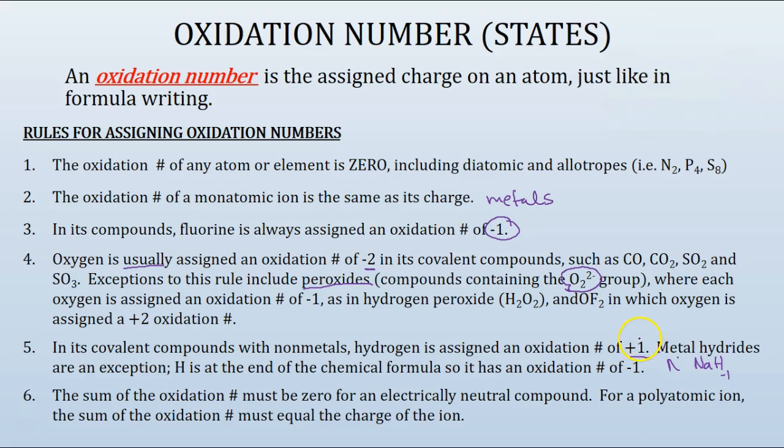Okay, the sum of the oxidation numbers must be 0 for anything that is a neutral compound, and for anything that is charged, the total sum of the oxidation numbers must equal the charge, either on the ion or on the group, whatever it is. So we just have to remember those rules. So let's see if we can apply those. You have the rules in front of you.